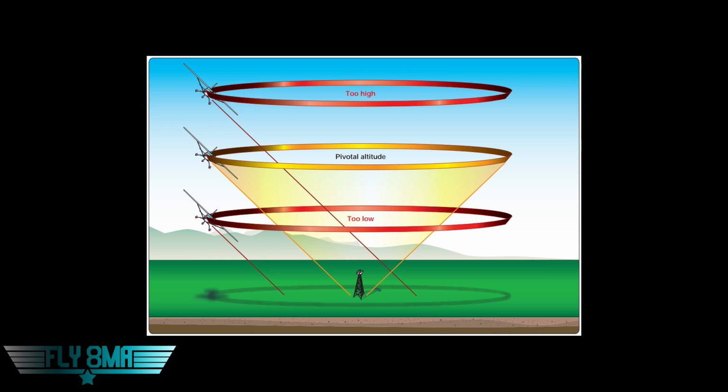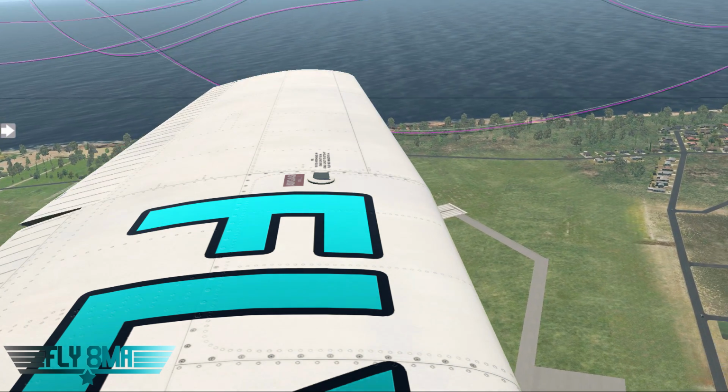Now, pivotal altitude is always going to be talked about in AGL values, above ground level values. So how many feet above the ground do you want to start this maneuver? Pivotal altitude is ultimately the altitude that you're going to be flying at that's going to keep that wingtip directly on that point at all times.